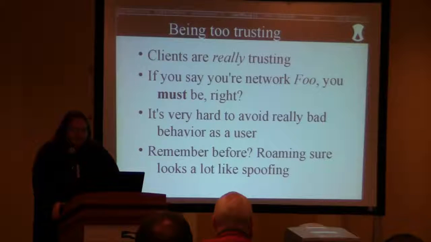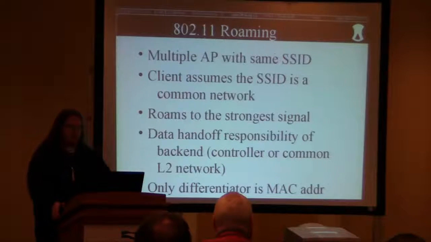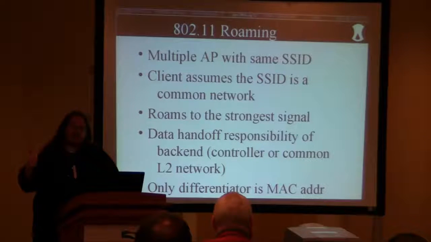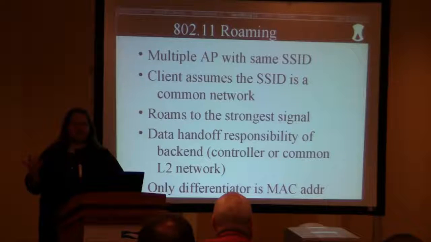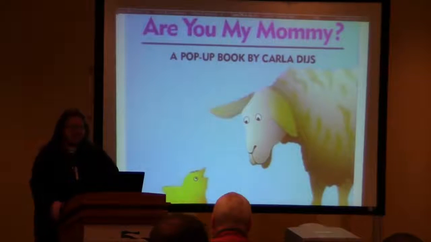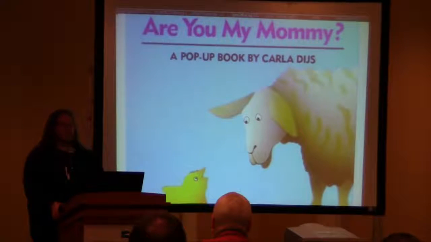I mean, it's really hard to avoid bad behavior because roaming looks exactly like spoofing a network. Multiple APs with the same network name. Client assumes the network is a common network that you can roam between, picks the strongest AP. The rest of the network doesn't do anything but handle the packets moving over, and the only difference is the MAC address. How many of your users do you think are going to understand how to look at the MAC address of your AP in the network list and figure out if they're connecting to the legitimate one? All right, just pick the strongest network.